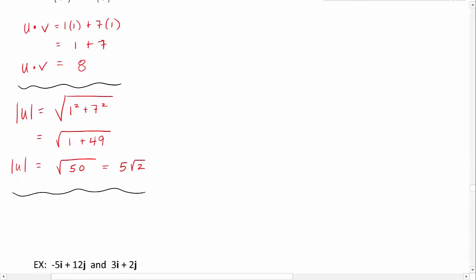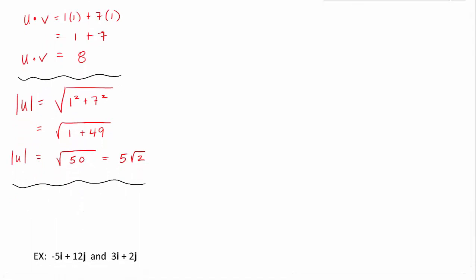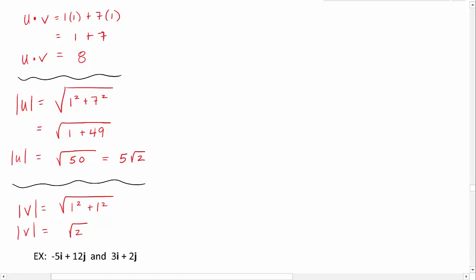The last thing we need is the magnitude of our vector v. So that'll be the square root of 1 squared plus 1 squared. So we get the square root of 2. We have the three pieces that we need, and we're ready to plug it into our formula.